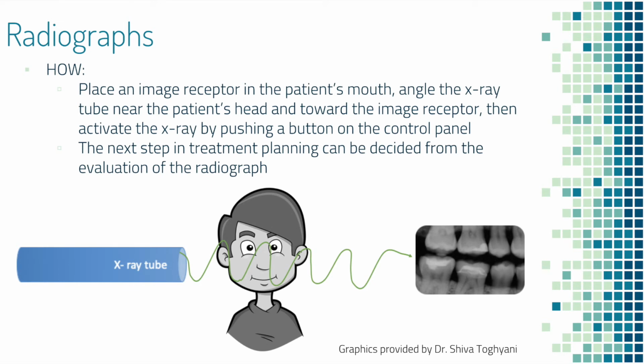Moving on, in order to generate a radiograph with an X-ray machine, simply place an image receptor in the patient's mouth, angle the X-ray tube near the patient's head and toward the image receptor. Then activate the X-ray by pushing a button on the control panel. The next step in treatment planning can be decided from the evaluation of the radiograph.